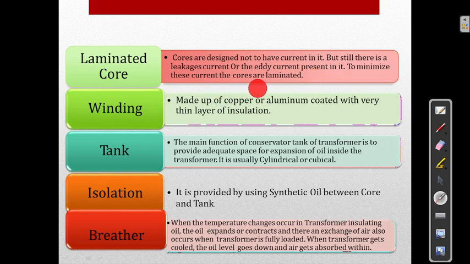So to minimize the current, the cores are laminated. Then the winding is made up of copper or aluminum coated with a very thin layer of insulation.